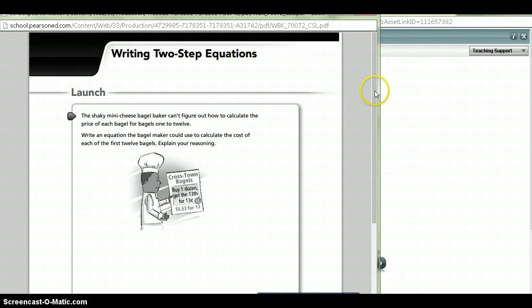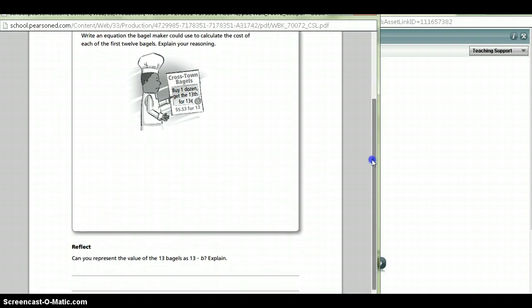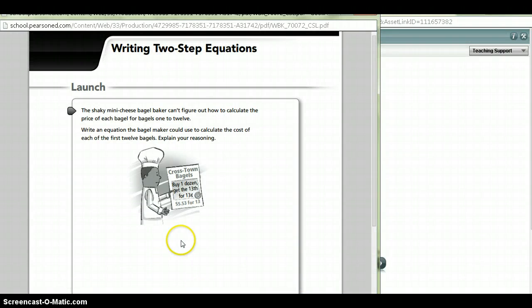If you don't have it, feel free to go ahead and pause this video and copy from this one into your notes. You may do either way, whichever works best for you. And don't forget the reflection at the bottom. Okay, go ahead and pause at this time.